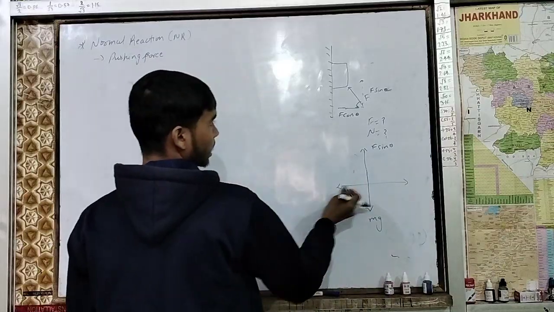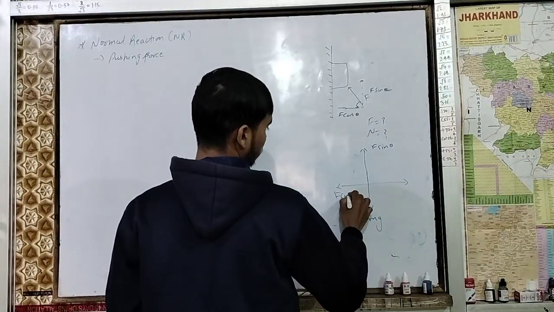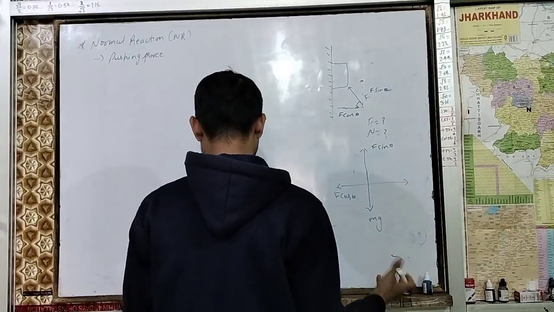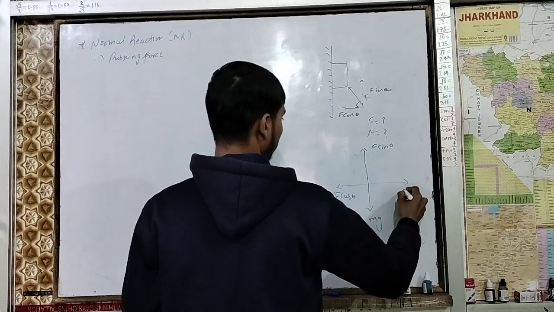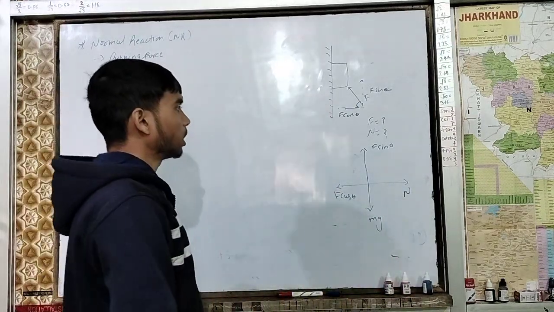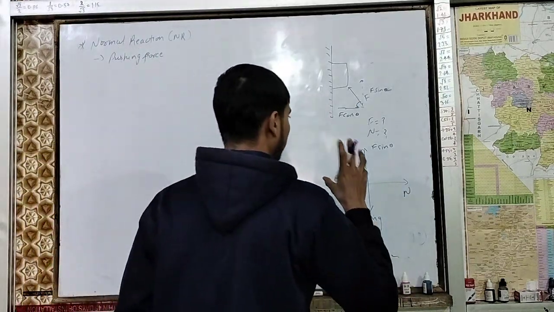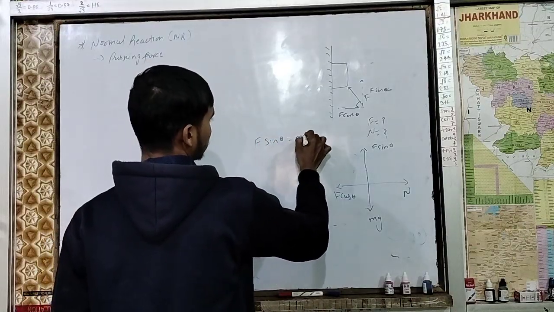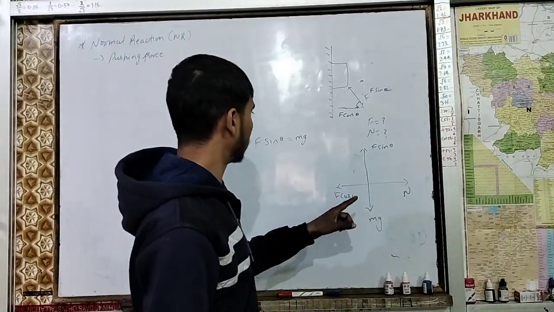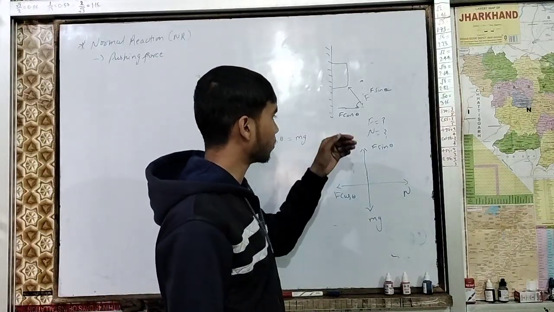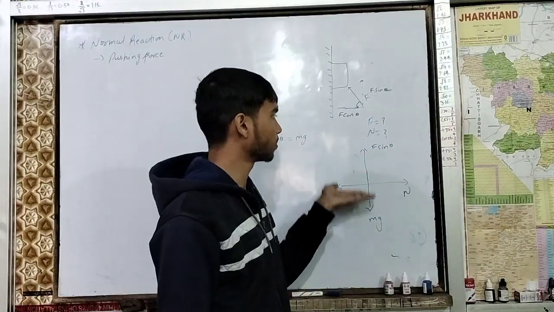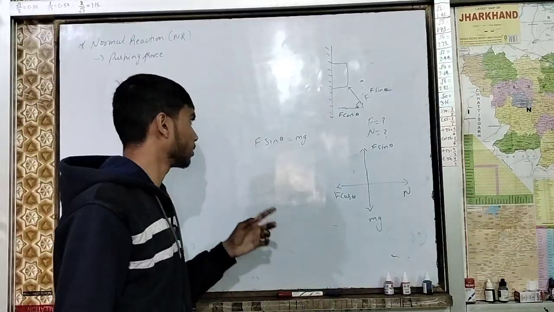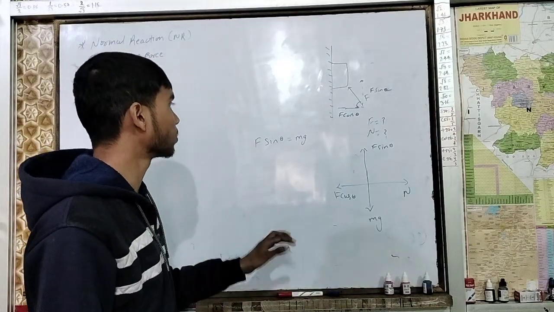In this direction we have F cos theta, and in this direction will be our normal. From this figure, you can directly write that F sin theta will be equal to mg. The reason is downward force minus upward force: mg minus F sin theta gives us F sin theta equal to mg. This is what we will get.